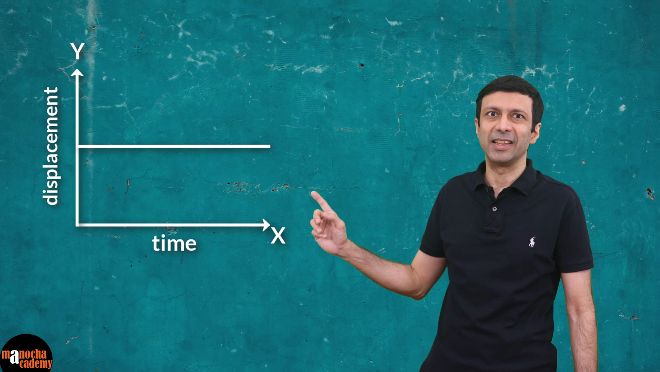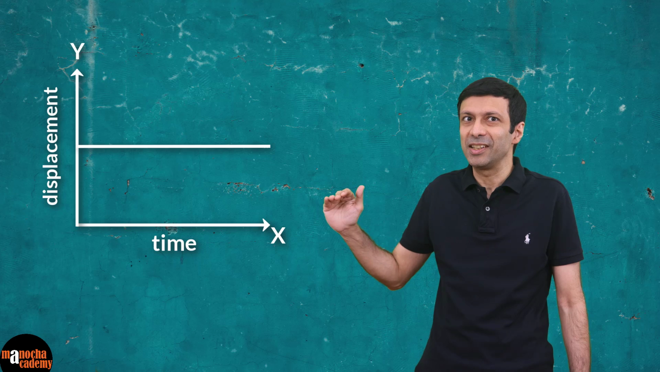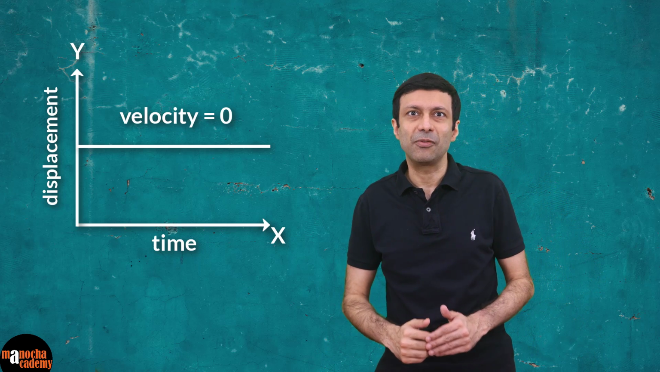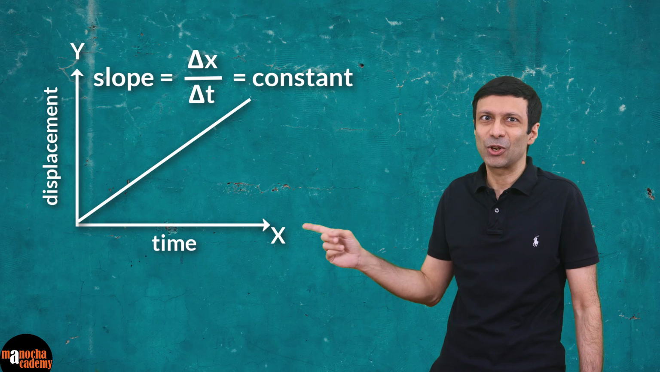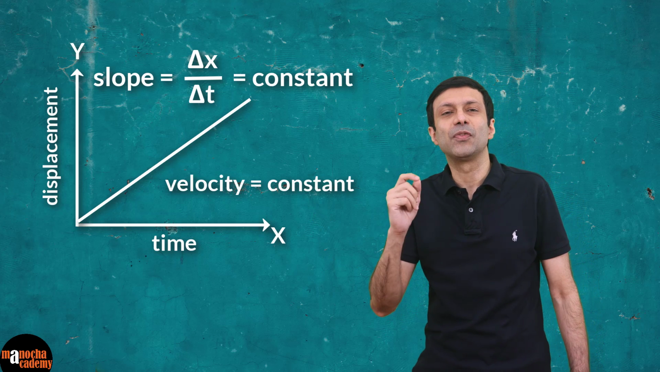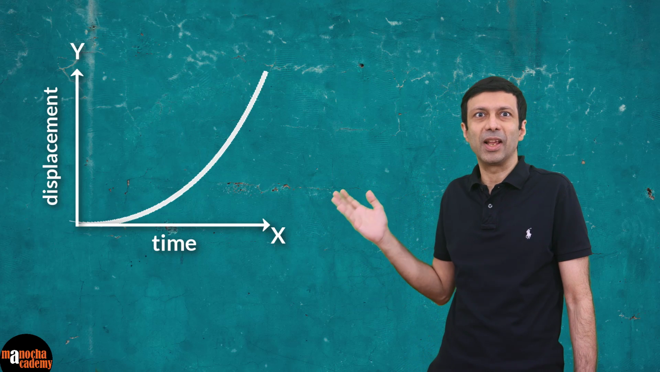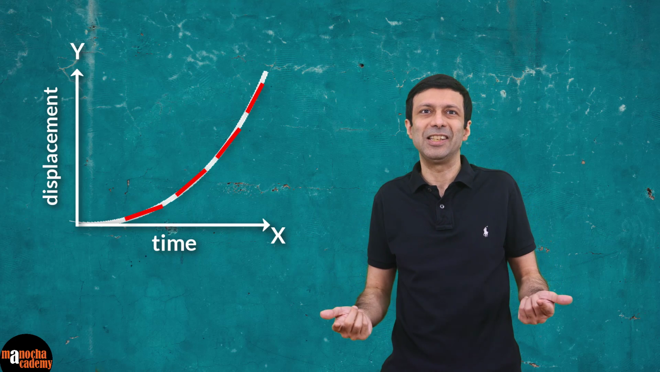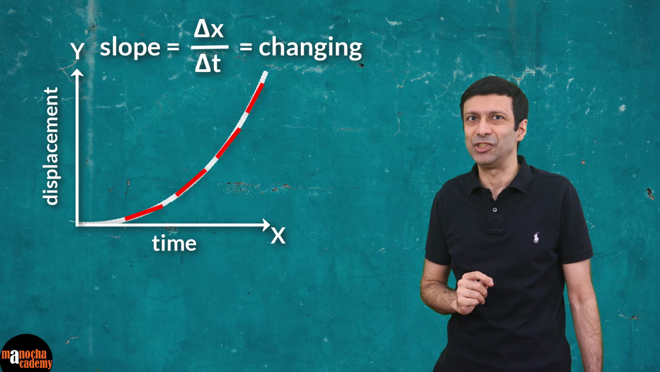For example, if the displacement time graph is a straight line like this, we know the body is stationary. The displacement is constant, so the velocity of the body is going to be 0. But if the displacement time graph is a straight line like this, then what do we know? We can see that the slope is constant, guys. So the velocity of the body is going to be constant. And a curved velocity time graph like this will tell you that the instantaneous velocity of the body is constantly changing, because the slope of this graph, as you can see, is going to be continuously changing.